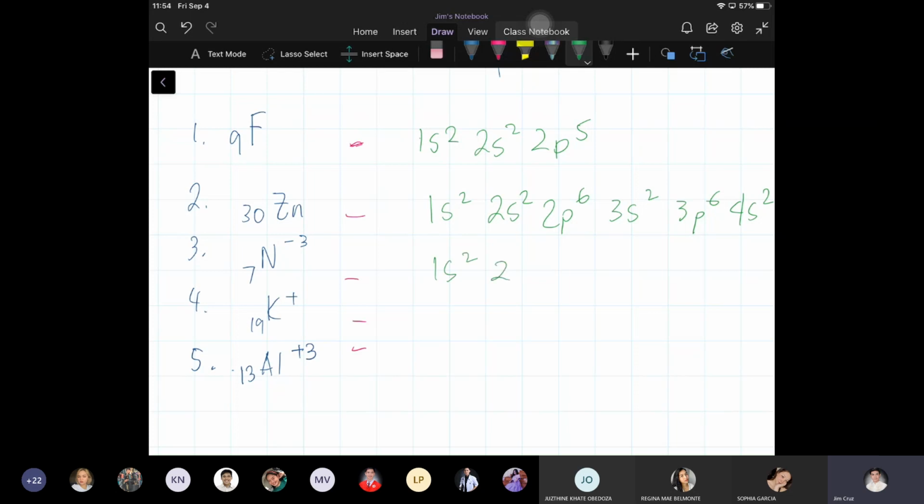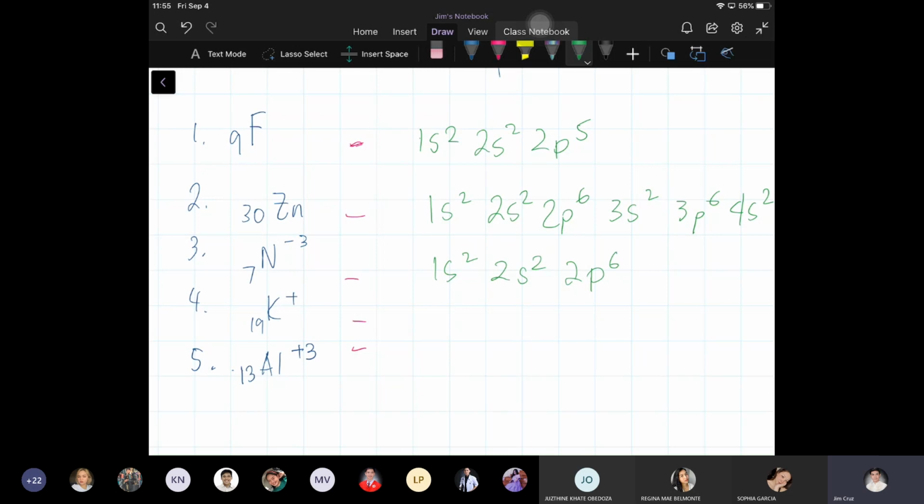2, 2S2, 2P6. 2P6, no? Originally, dapat ano lang siya, no? 2P3. 4. Ay, char. Kaso since may tatlong extra, 3 electron, dapat magiging 6 na siya, no? Okay, so thank you, Emmanuel.